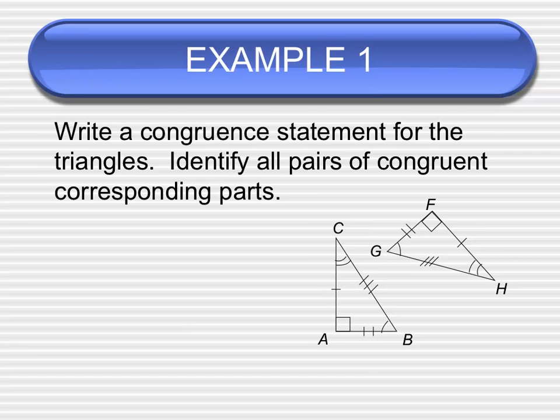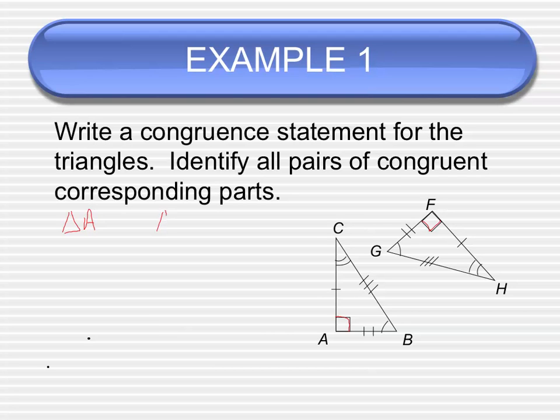So for example number 1, it says identify congruent parts. First by writing a congruent statement for the triangles, and then identify all the pairs of congruent corresponding parts. So what I would like for you to notice here is that first of all, we have a right angle on the first triangle and a right angle on the second triangle.